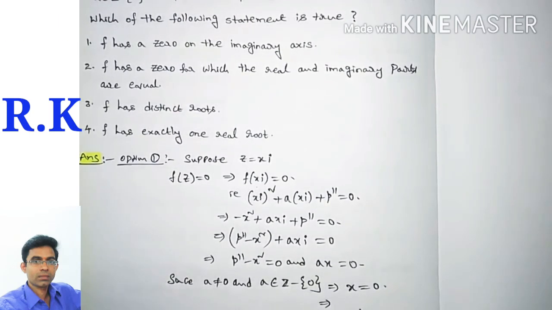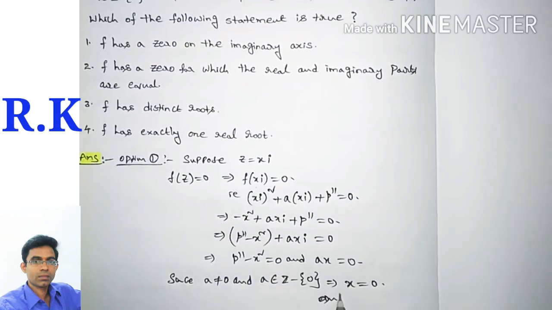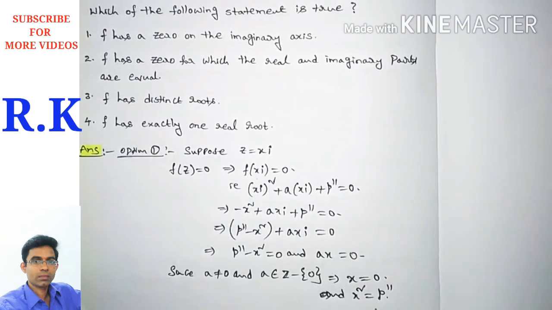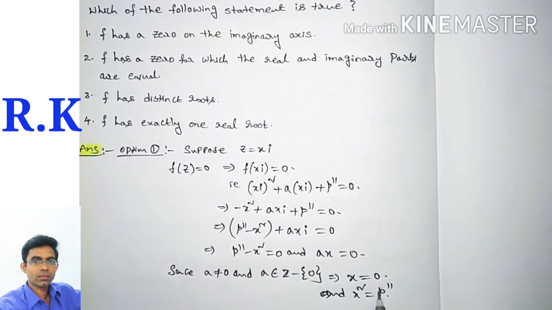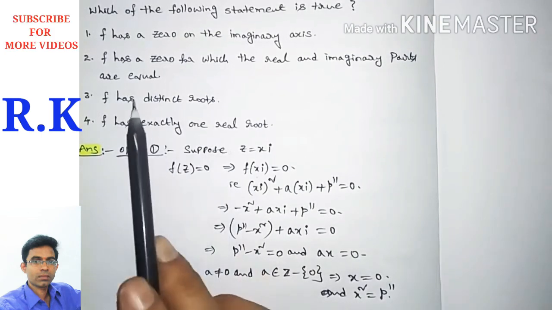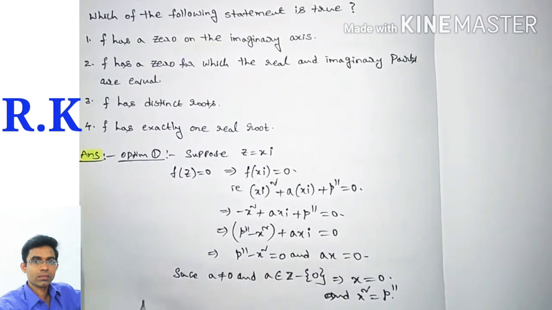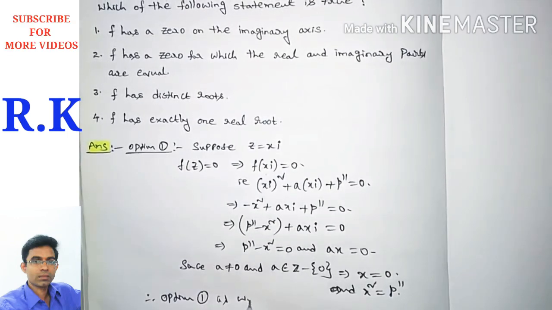So whenever x is equal to 0 and here p power 11 minus x square is equal to 0, that means x square is equal to p power 11. So at the same time x equal to 0 and x square equal to p power 11 does not hold. So option number 1 is wrong. That means f has a 0 on the imaginary axis is a wrong option. So option 1 is wrong.